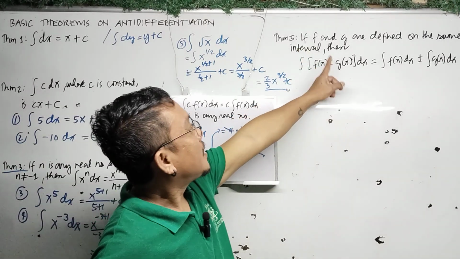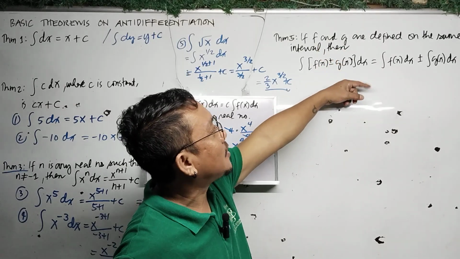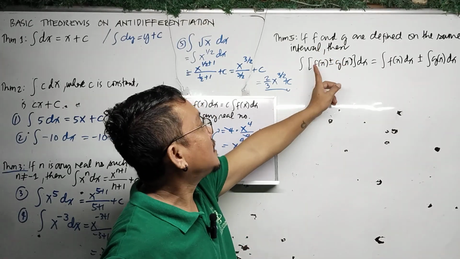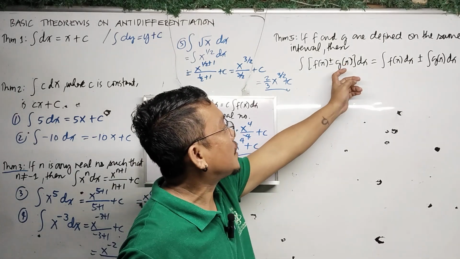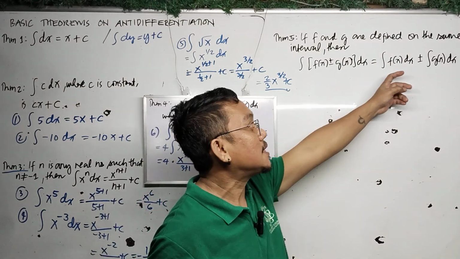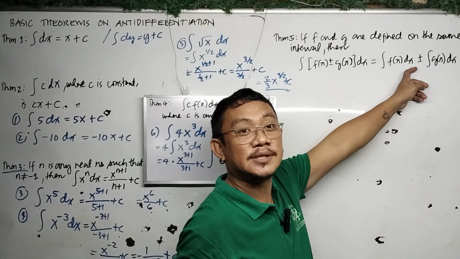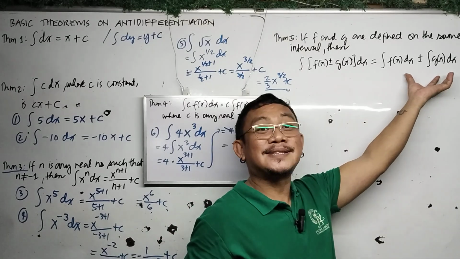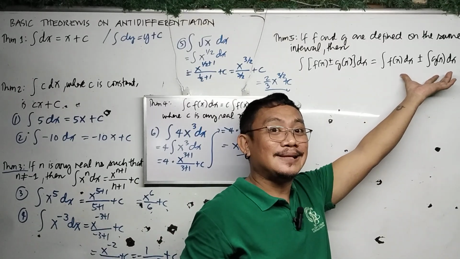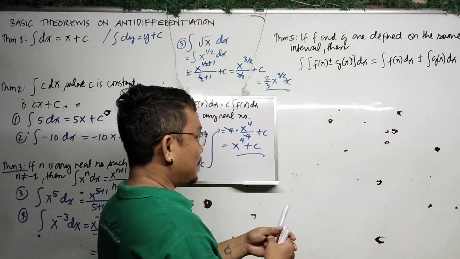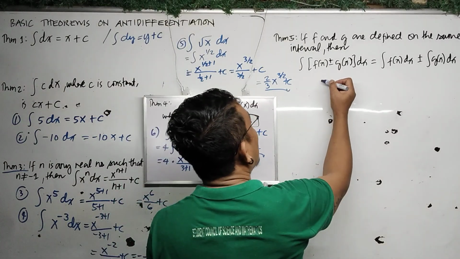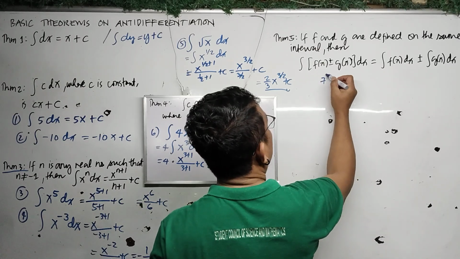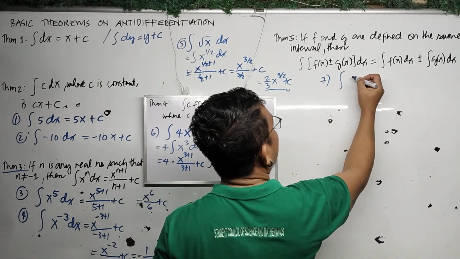Okay, theorem 5. If f and g are defined on the same interval, then the integral of the sum or difference of two functions with respect to x is equivalent to this. So imo ra gyud siyang tagsa-tagsaon og integrate, no? So, pasabot. Okay.